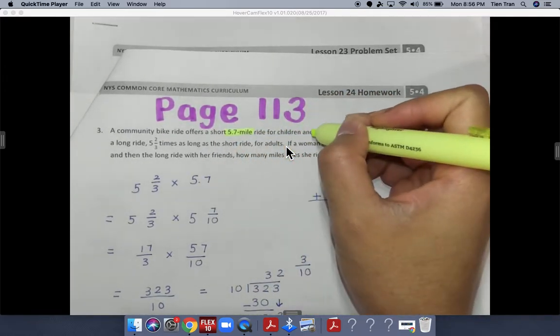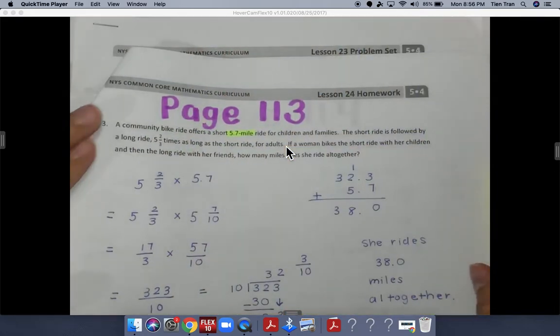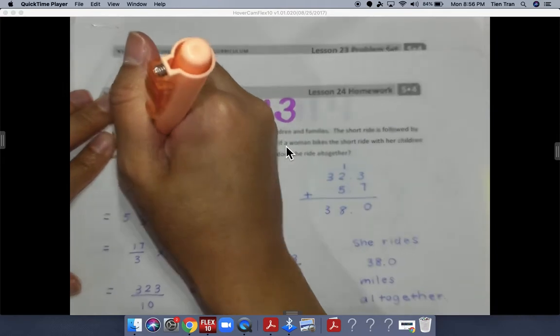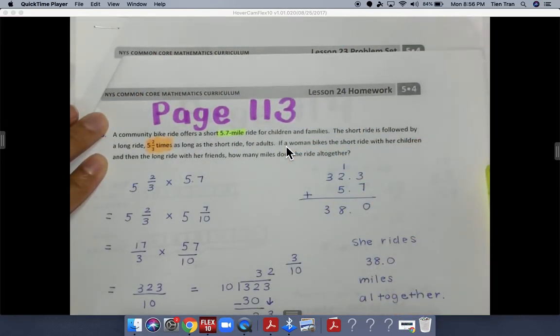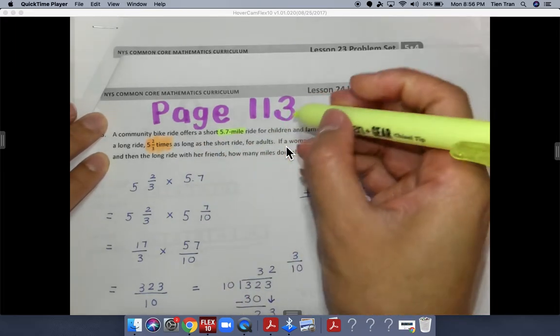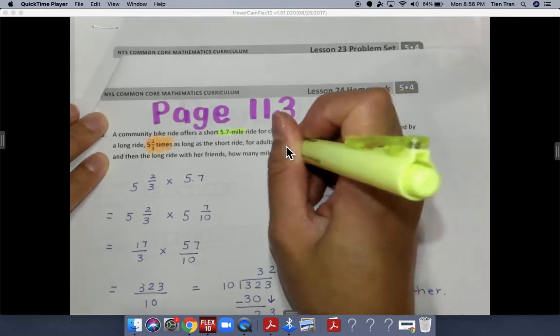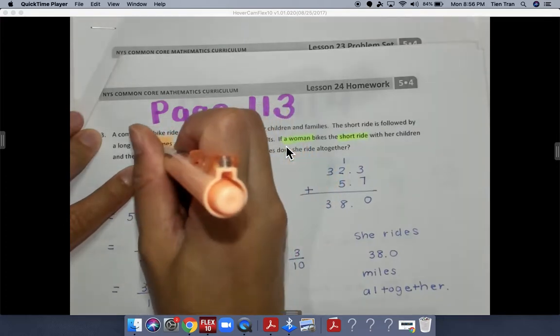for children and families. The short ride is followed by a long ride of 5 2/3 times as long as the short ride for adults. If a woman bikes the short ride, so the short ride right here is 5.7. So a woman rides the short ride, color coding, with her children, and then the long ride with her friends.